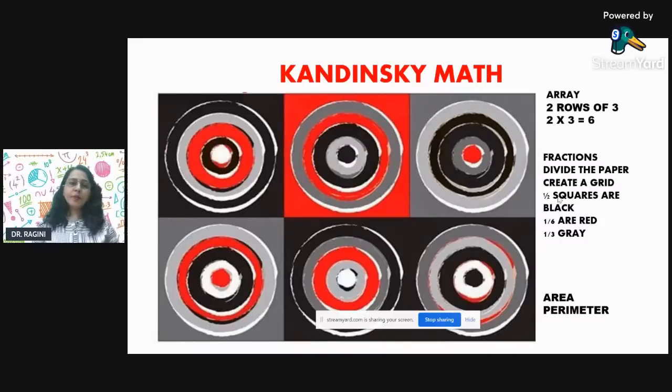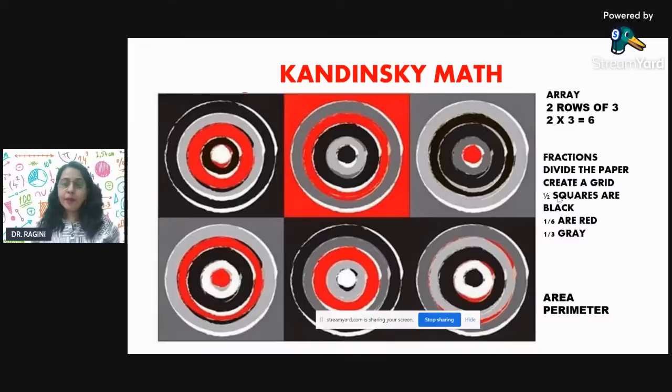So things which could be learned here are arrays. That is two rows of three, that is 2 × 3 is equal to 6. So teaching them about tables and arrays here. Again, fractions, dividing the paper. You have to create a grid, making half of the squares black, 1/4 and 1/6 are red and 1/3 are gray. That is how to connect to the fractional part.